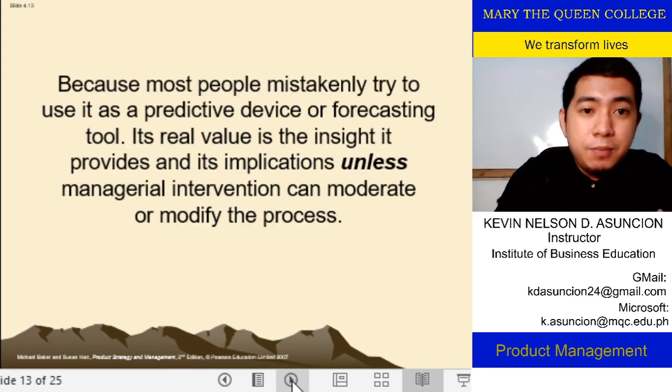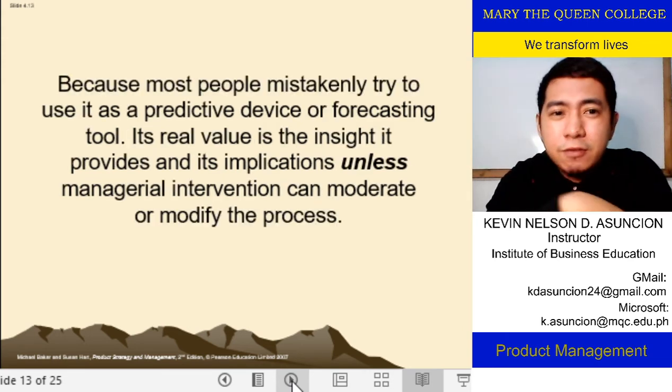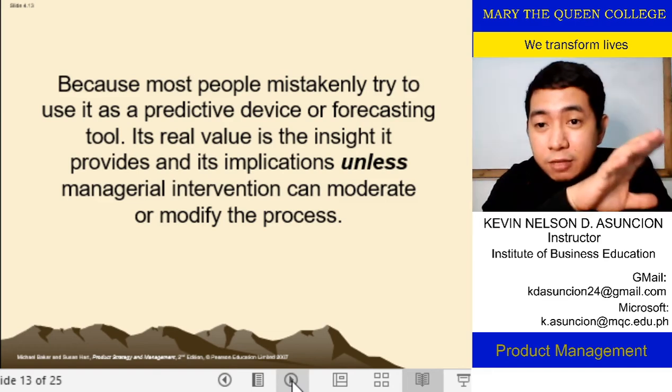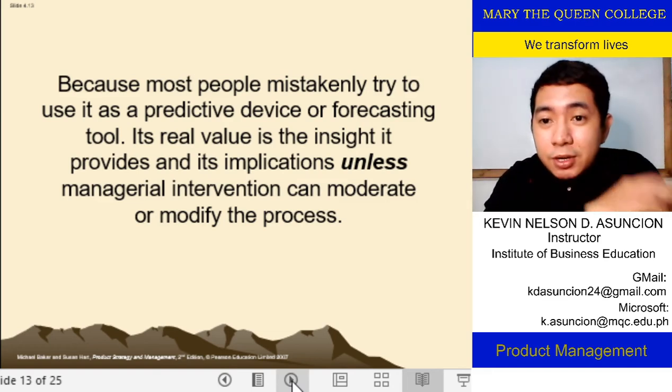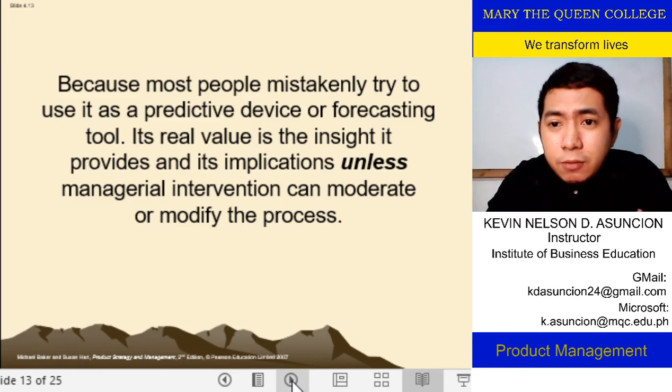Okay, so because most people mistakenly try to use it as a predictive device or forecasting tool, so this is not a forecasting tool. Remember, you are making decisions and you are a marketing manager, no, or a product manager. So after reading what is happening with your product and what is happening with the environment, the next question is what to do next, no? Okay, so it's not a predictive tool.